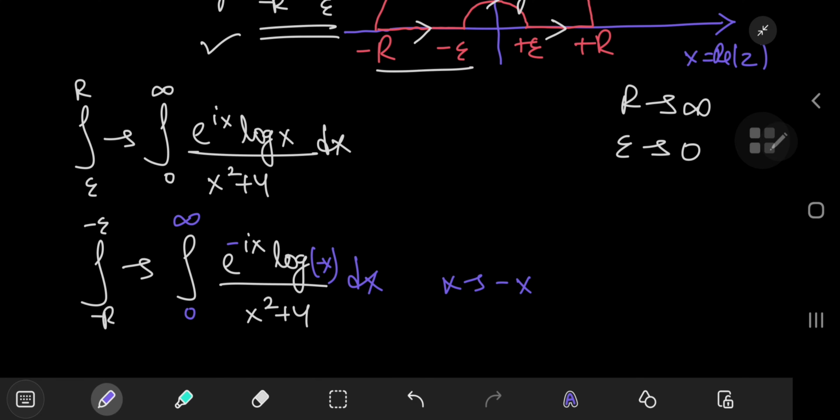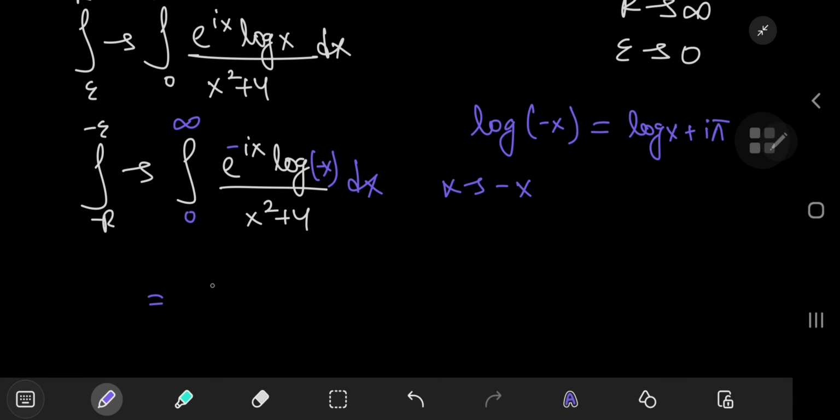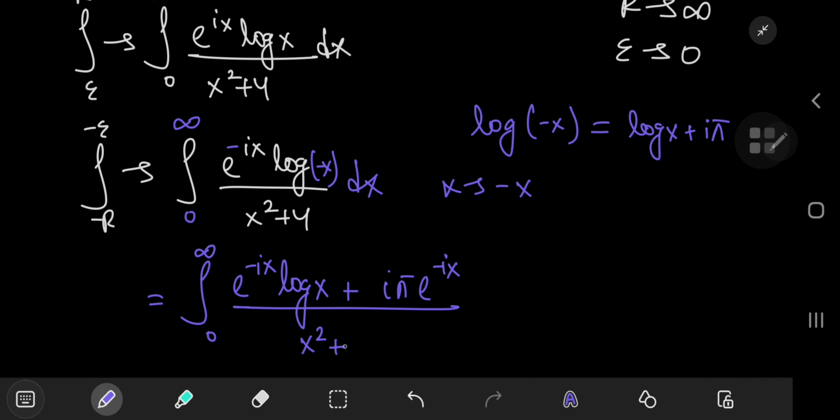And again, this is where that awesome property of the complex logarithm comes in handy. Log negative x here equals log x plus i times pi. So that means this equals the integral from 0 to infinity of e to the negative i x times log x plus i times pi, and just multiplying out gives me e to the negative i x times log x plus i times pi, times e to the negative i x, divided by x squared plus 4, integrated with respect to x.